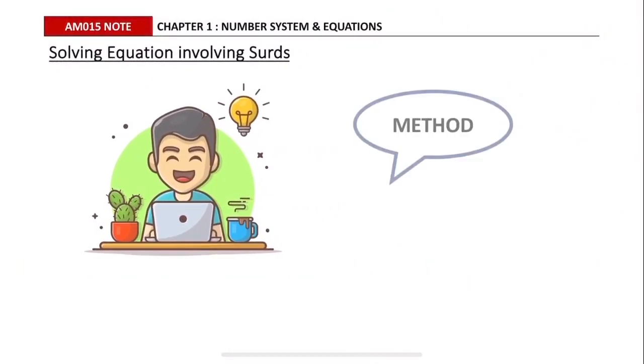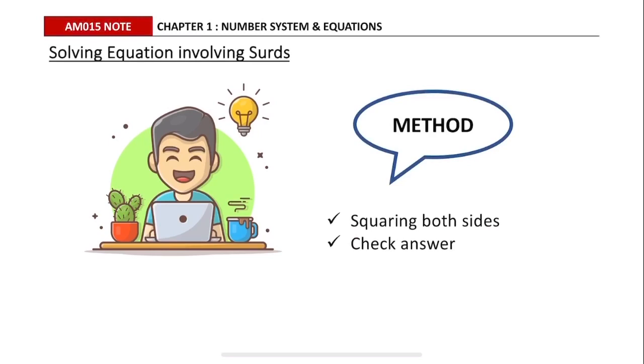The method to solve equations involving surds is by squaring both sides of the equation and then checking whether the answer is acceptable or not. There are three forms of surd equation that we are going to solve. It depends on the number of surds in the equation. We will solve equations involving one surd, two surds, or three surds. And the only method to solve is by squaring both sides until there is no more surd.